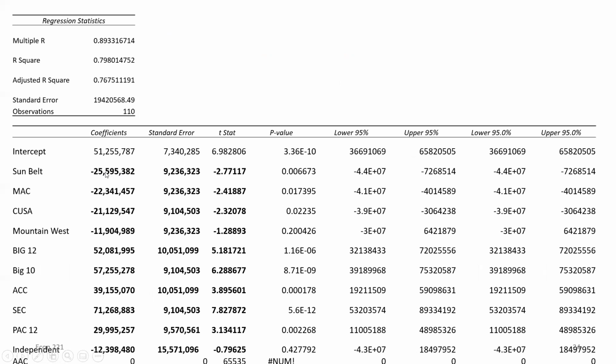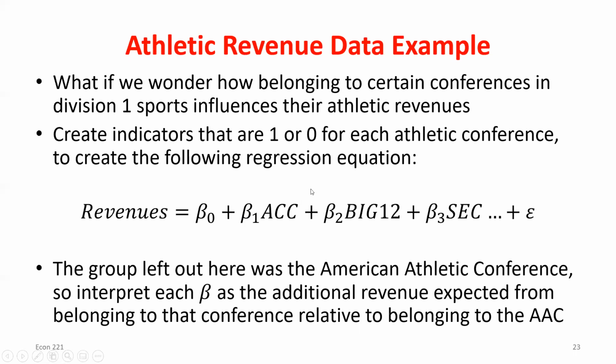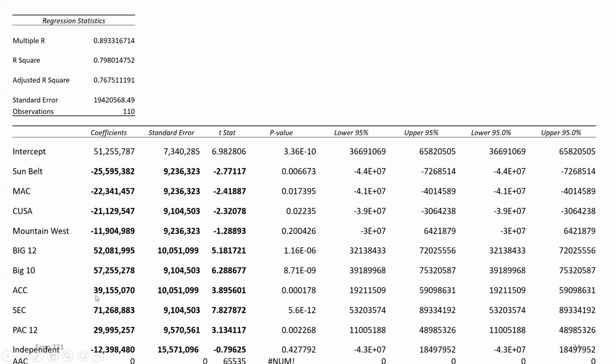And then which one will have the highest? Well, there I'm looking for what has the largest coefficient, right? I think it's SEC here, right? So if they belong to the SEC, now that variable is 1, every other variable is equal to 0. So 0 times beta 1, 0 times beta 2, but they belong to the SEC, so 1 times that coefficient, right? So the predicted revenues will be highest for the SEC there. So if you had an example like this, based off my coefficients, I could rank which of these conferences would add the most predicted revenue if I belong to it, right?